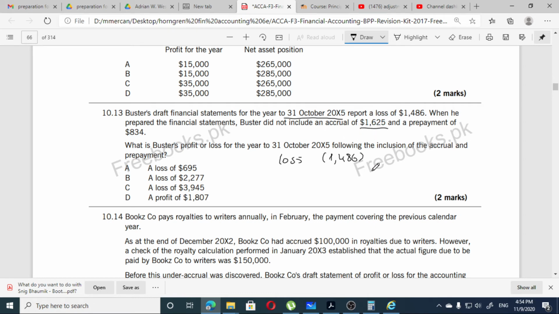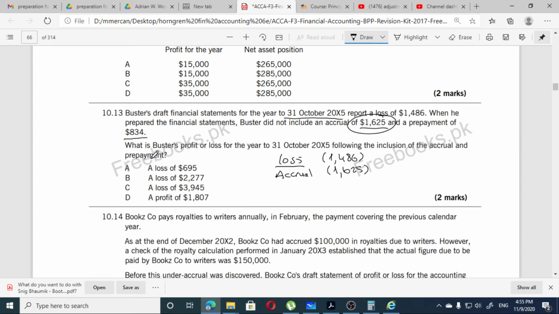If you omit this, your expenses will be understated and your income overstated. And here we have losses already, so the loss is understated. It means we have to increase the loss. We omitted this one, so we have to add this as an expense as well. Maybe rent, I don't know. 1,625. So our loss increases, but we have a prepayment of 834.